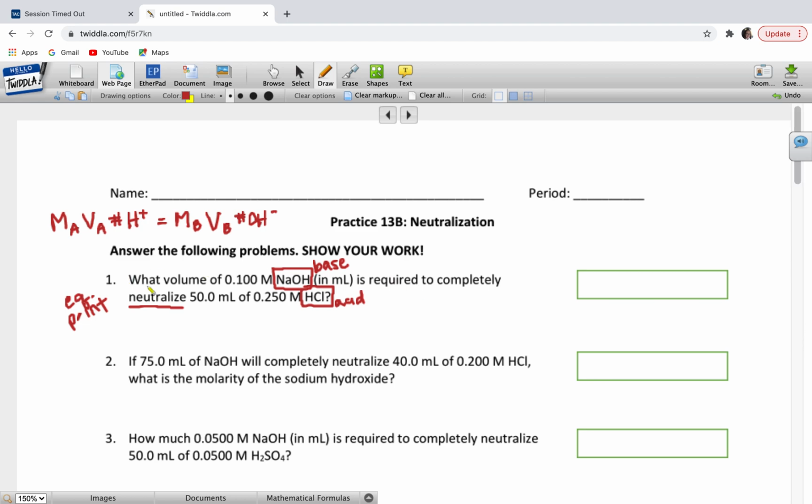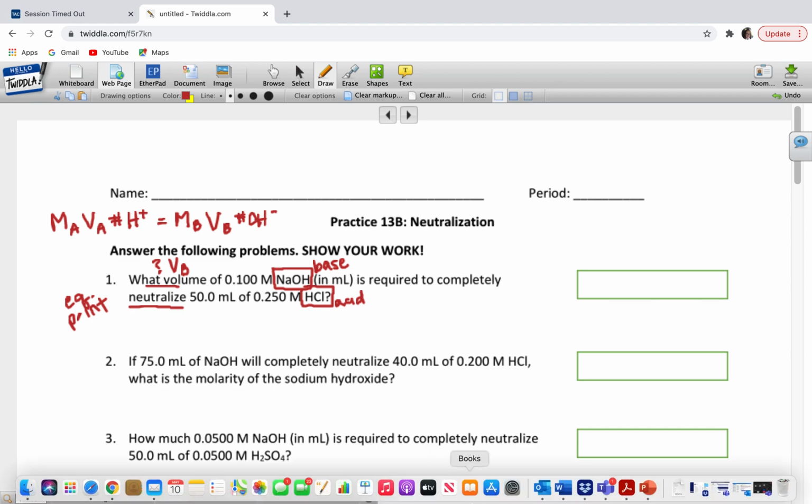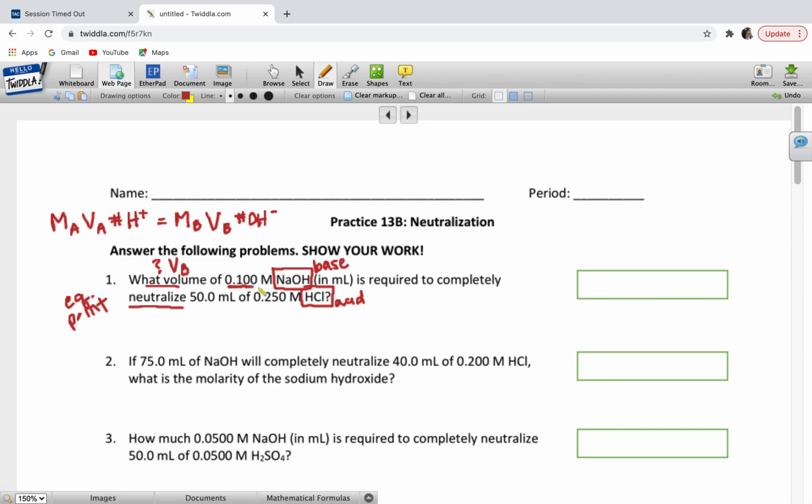So the question was what volume of sodium hydroxide? So it looks like we've got to figure out the volume of base. That's going to be our unknown this time. They gave us a molarity. So this right here is the molarity of that base. So I'm going to plug that in the formula where it says molarity of base. Do you see how identifying the acid and the base helps me figure out where I'm plugging numbers in? Down here, they gave us a volume of HCl. So this is the volume of the acid, and this right here is the molarity of the acid.